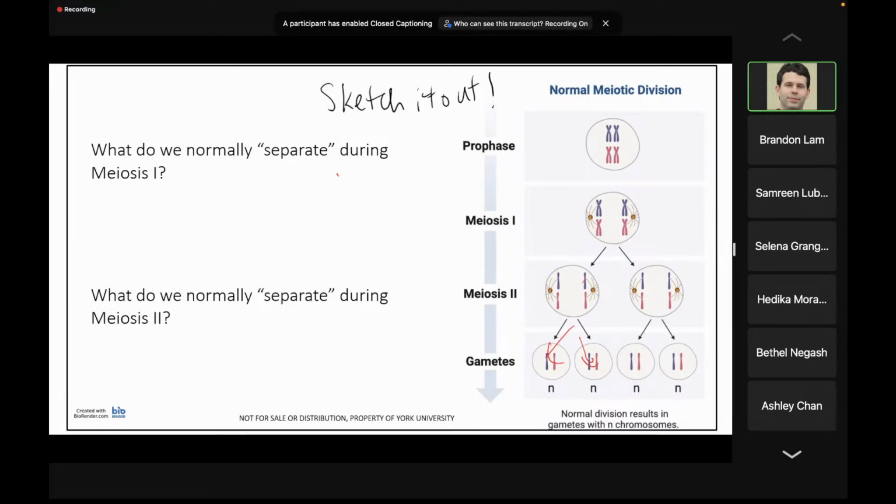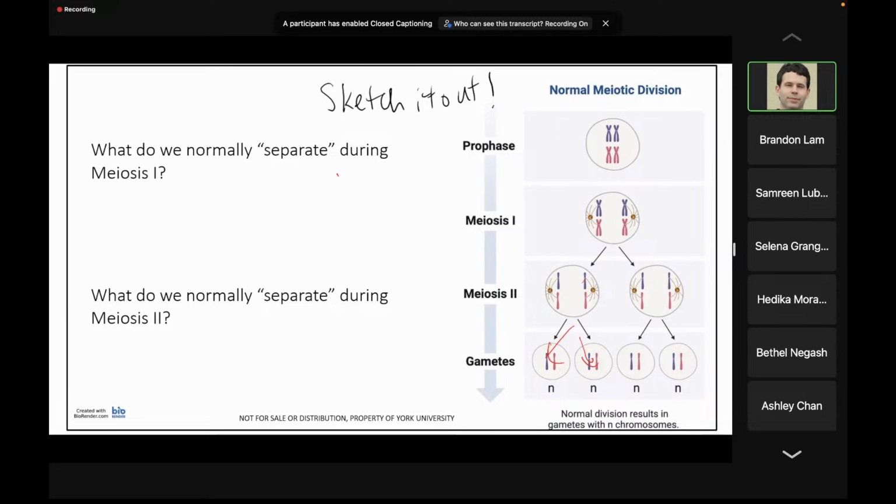The homologous chromosomes. The chromosomes separate. Very good, you got it. Meiosis one, chromosomes separate. What separates during meiosis two?